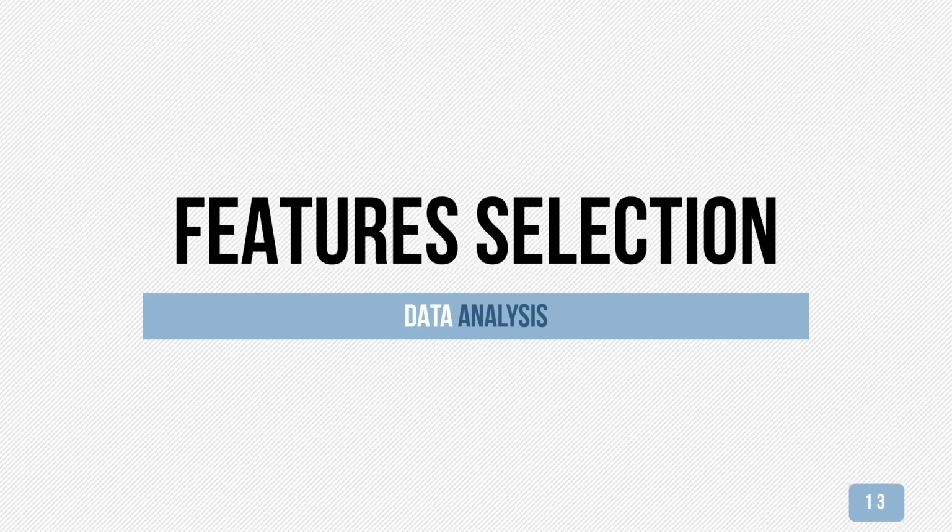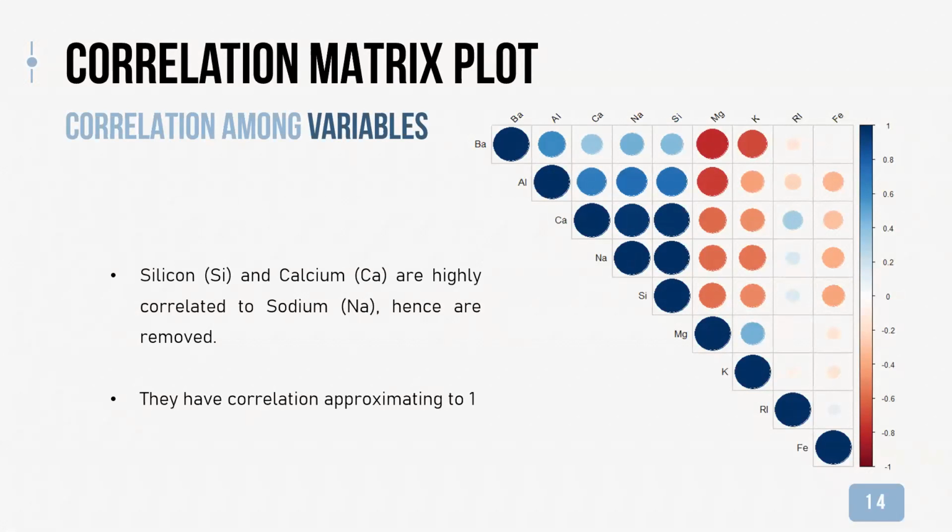Okay, so we have to do some feature selection on these variables. The simplest first check we performed is the correlation matrix plot. Silicon, calcium, and sodium are highly correlated, with correlation approximating 1. So you can just choose one of them, since they are almost the same. We decided to drop silicon and calcium to simplify our feature space, so that it has lower dimension for simpler analysis.